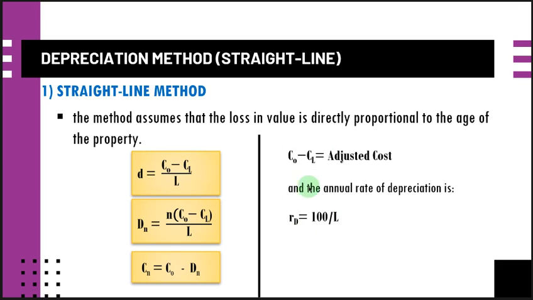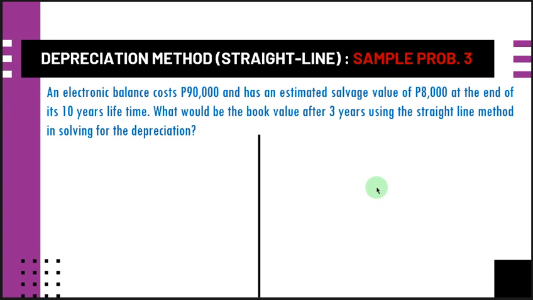Proceeding, we go into the problem application. So we have sample problem number 3. An electronic balance costs 90,000 pesos and has an estimated salvage value of 8,000 pesos at the end of its 10 years lifetime. What would be the book value? This book value is our C sub N after 3 years, meaning this is C sub 3, using the straight line method in solving the depreciation.